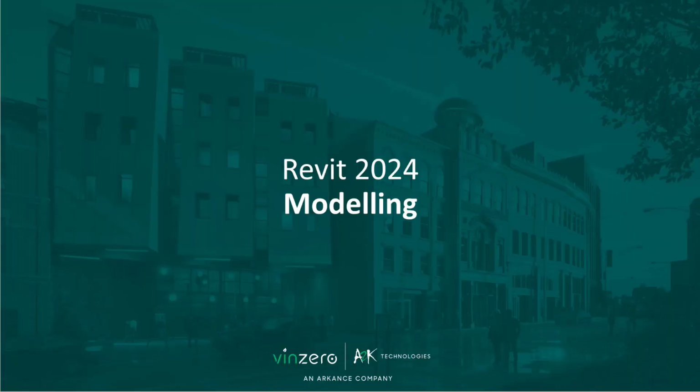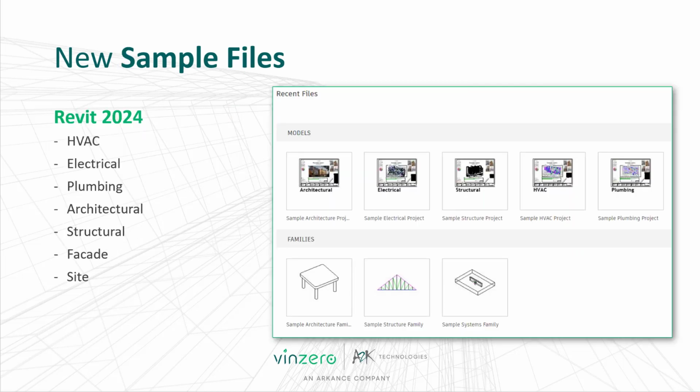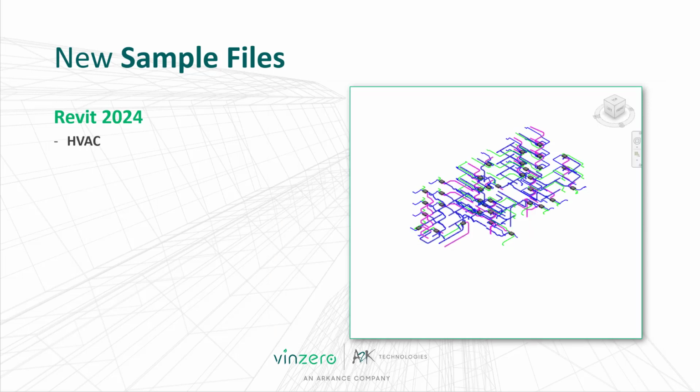There are a number of modeling enhancements to this release. I'll start with the new templates. There's a multiple discipline template that contains preloaded content for each of the Revit categories. The new suite of sample files covers all disciplines as separate Revit links. These sample files interact with each other closer to a real-world scenario than previous versions.